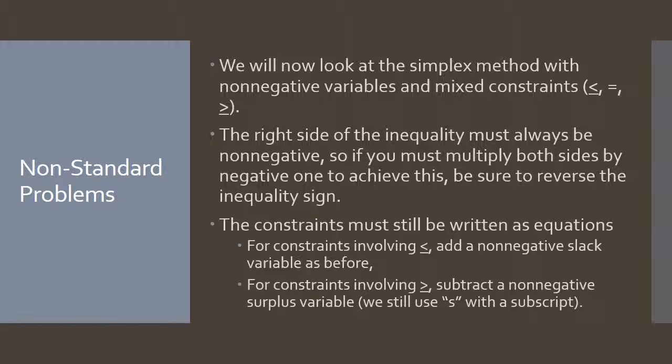Here's the difference. If we have a constraint with a greater than or equal to, then what we need to do is subtract a non-negative surplus variable. And we're still going to use an S with a subscript. This variable is the same idea as the slack variable. Because we're converting a greater than into an equals, it's possible that there was actually more there than what we're saying it equals. So we subtract a number to make up for that surplus that's there.